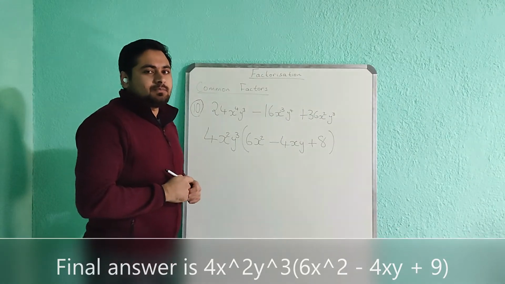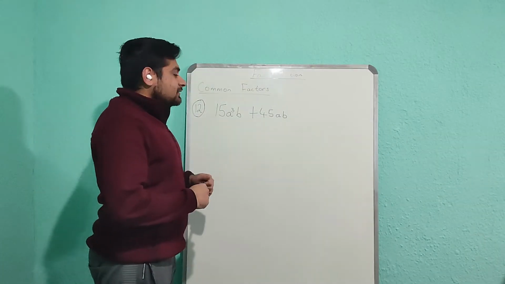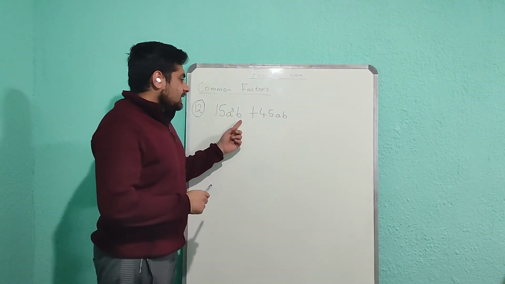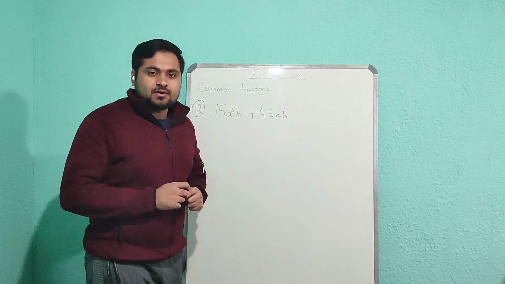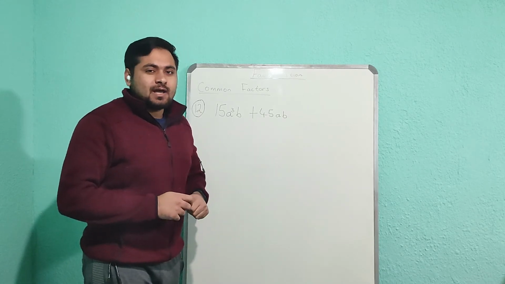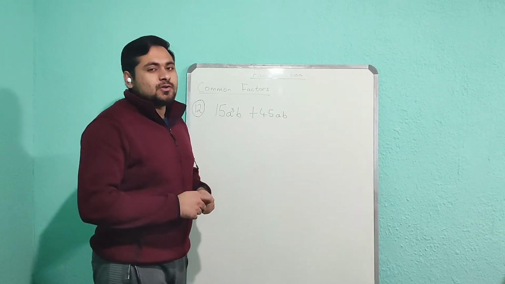Let's move on to the next example. Example 12 says 15a cubed b plus 45ab. I want you guys to pause this video, go do it yourself, and then later on come back to the video to see the solution.